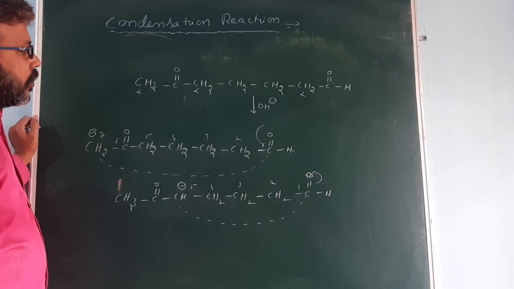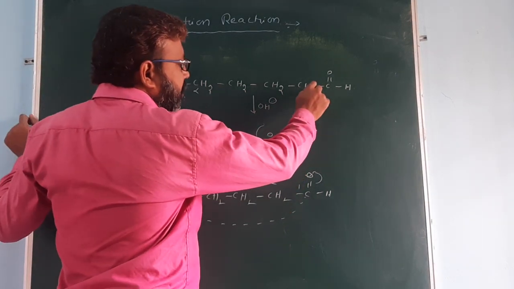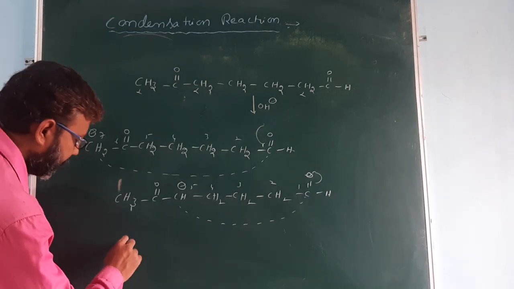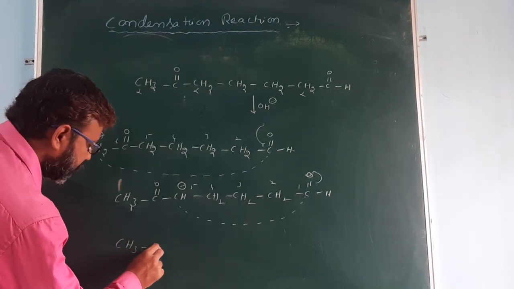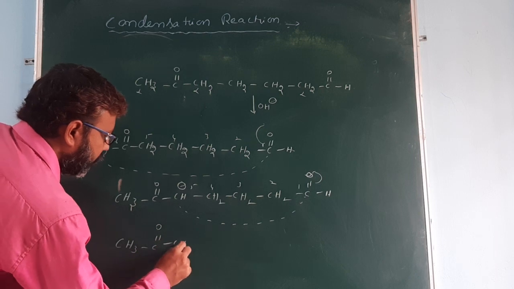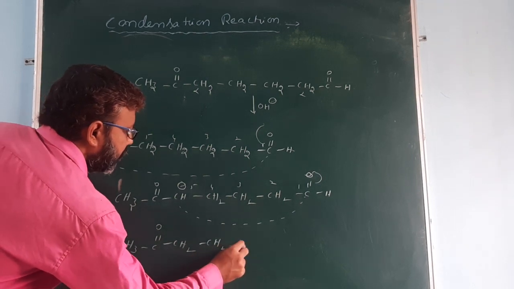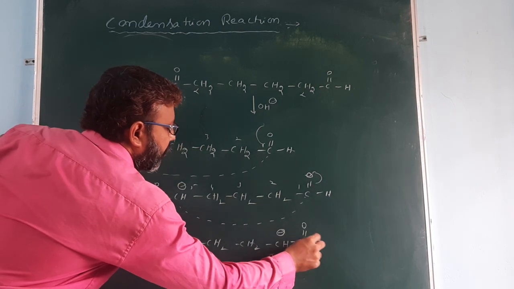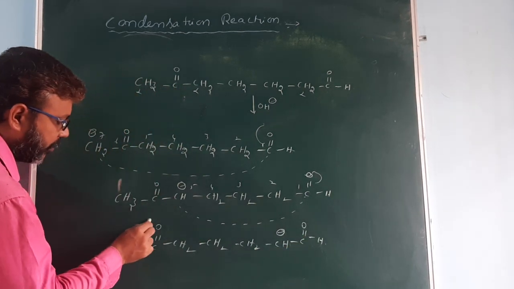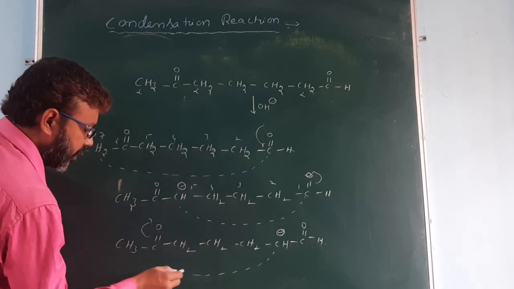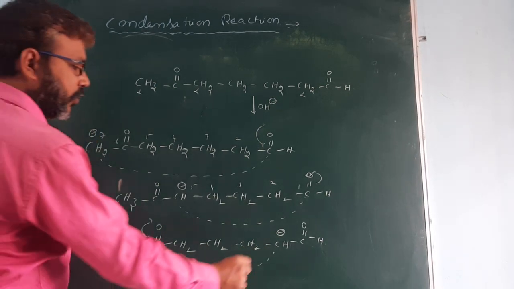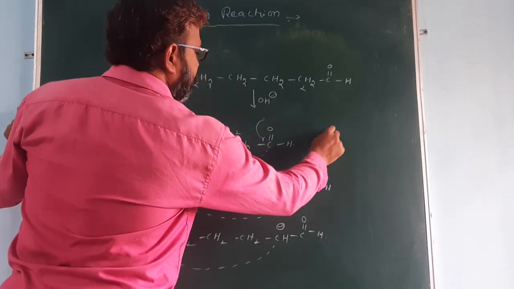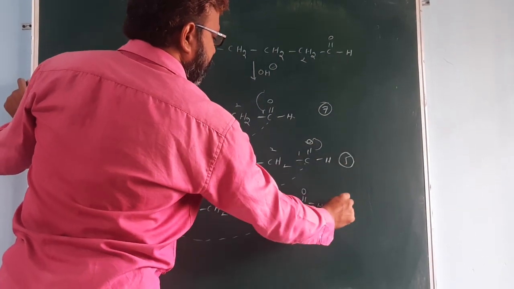Another possibility: the base subtracts the proton from this carbon. You get this intermediate: CH3, C double bond O, CH2, CH2, CH2, CH minus, C double bond OH. This pi bond electron shifts to here, and it attacks here. We get 1, 2, 3, 4, 5. The first is a 7-membered ring, the second is a 5-membered ring, and this one is also 5-membered.